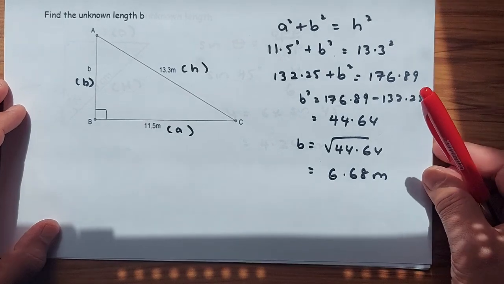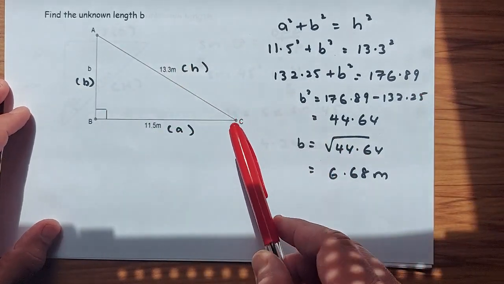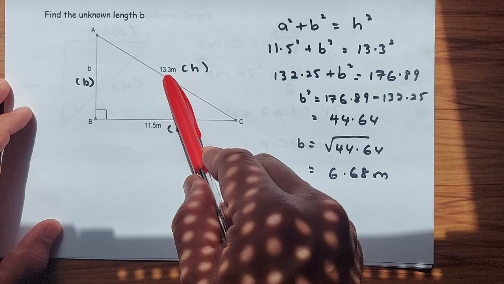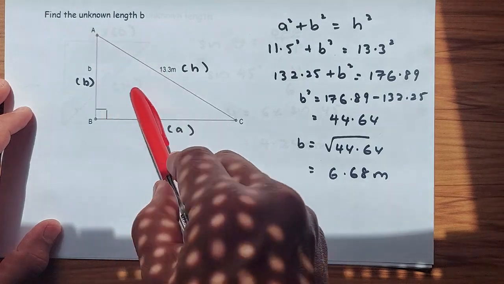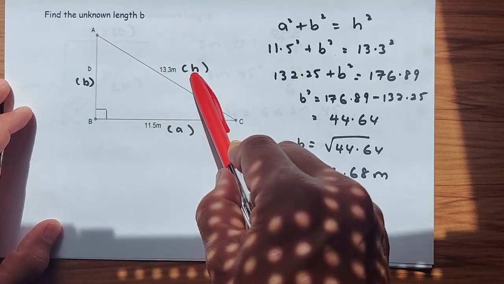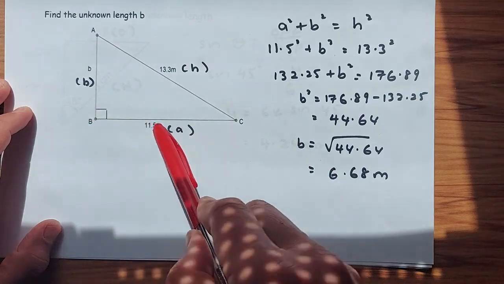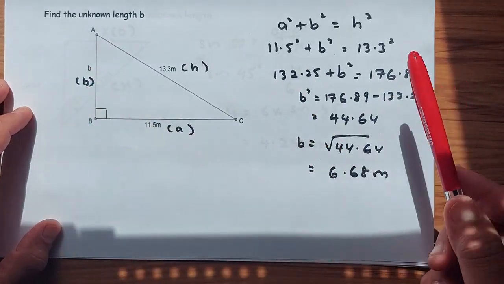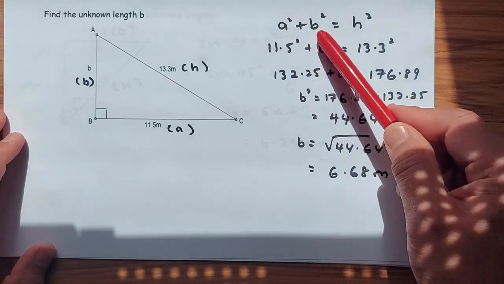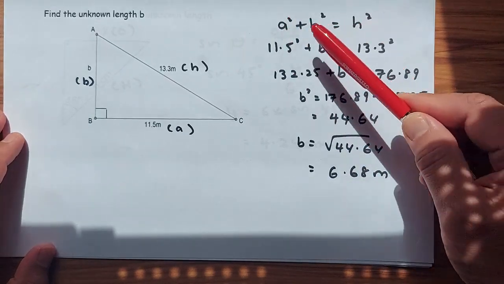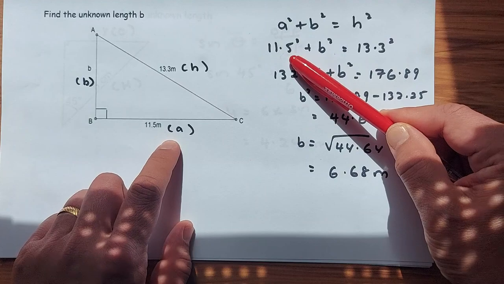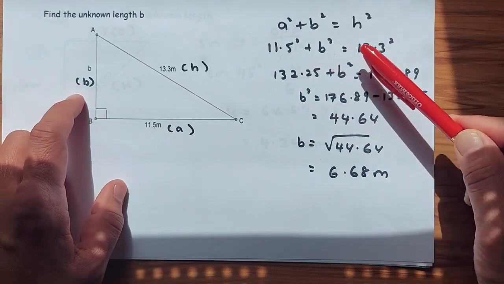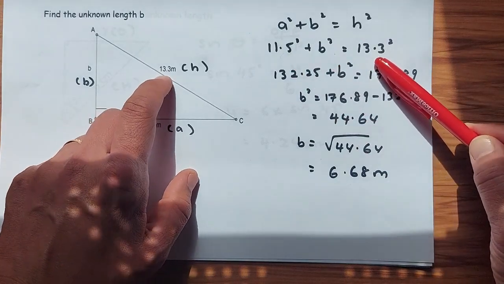Okay, so in this case, the triangle is given. So we are given the longest side 13.3 because it's opposite 90 degrees, so you label that as H, and the two shorter sides as A and B. Since we're going to find B, we label that as B. So the formula for Pythagoras theorem is A squared plus B squared equal to H squared. So again, your A replaced by 11.5 squared, B remains as B squared, and the longer side is 13.3.